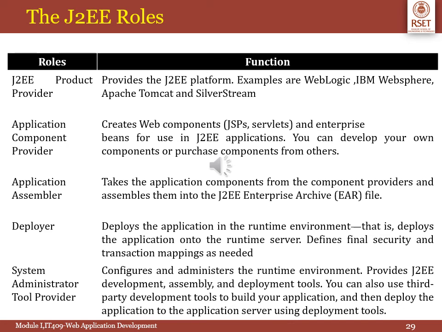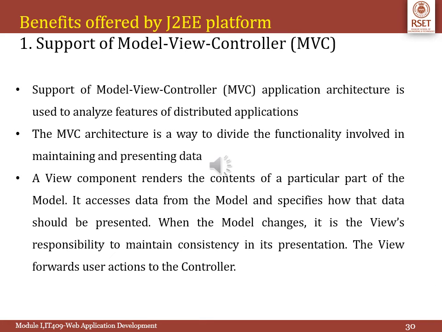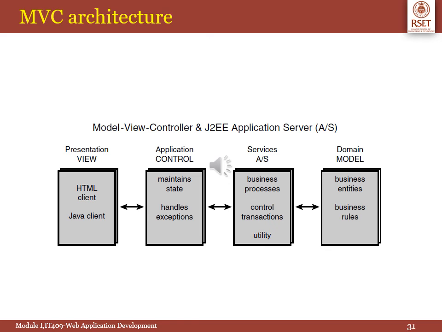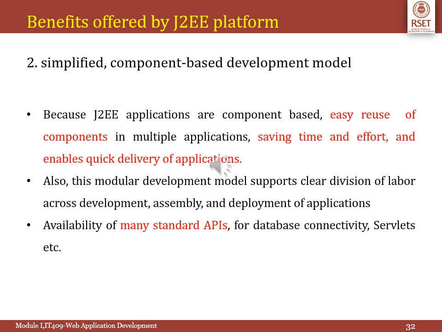Roles played in developing a web application are J2EE product provider, application component provider, application assembler, deployer, and a system administrator tool provider. Support of model view controller is a benefit provided by J2EE applications. The MVC architecture is a way to divide functionality involved in maintaining and presenting data. The figure depicts the MVC architecture followed by a web application.